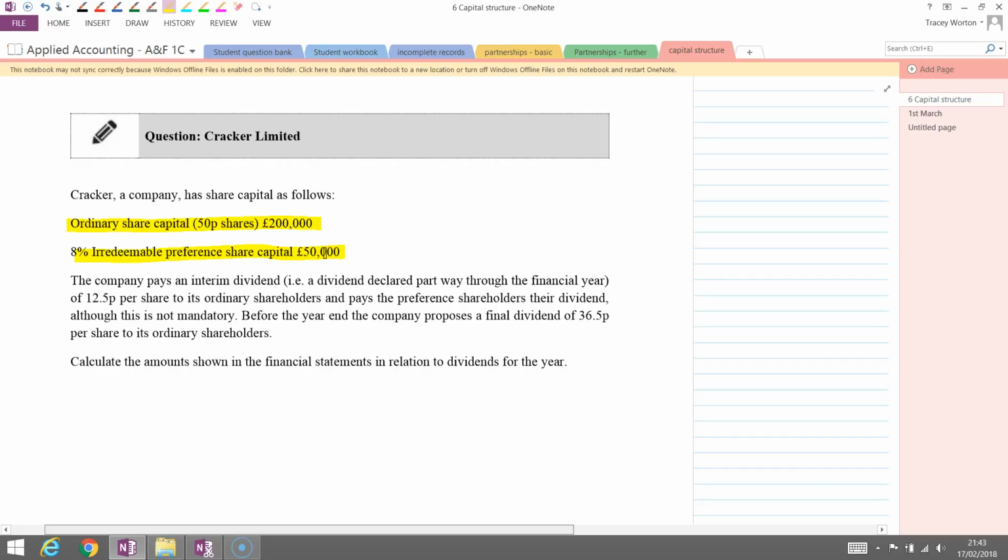The company pays an interim dividend, so a part year declaration, of 12.5p to its ordinary shareholders. It also pays the preference shareholders their dividend. Before the year end, the company proposes a final dividend of 36.5p per share to its ordinary shareholders. So we're going to calculate the amount shown in the financial statements relating to those dividends for the year.